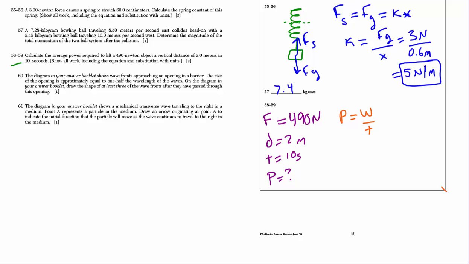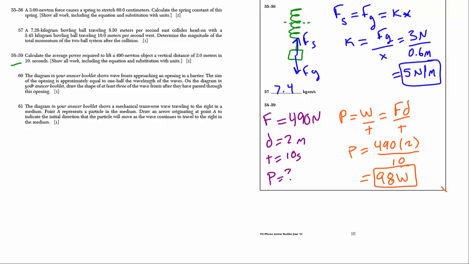Power is work over time, but I don't directly have the work, but I do know that work is force times distance. Therefore, power is really going to be force times distance over time, which is simply 490 times 2 divided by 10. Since I've already put a knowns list, I don't actually need to put in my units until the end, and I get an answer of 98 watts. For a 2-pointer, you're going to get 1 point for the right answer, and the second point for clearly showing your work and all that good fun stuff.